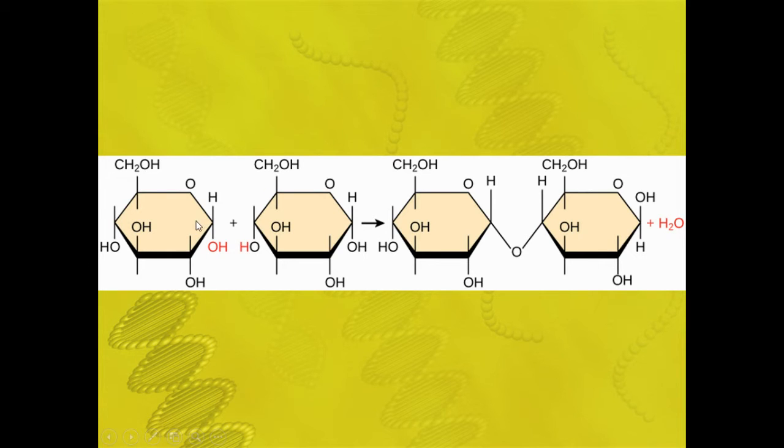So whenever these 2 monomers combine, they're combining right here. And in order for that to happen, if you notice over here, this O is the only thing that's left. So they are linked together by an oxygen, and this OH and H are going to form water. H2O is the chemical formula for water.